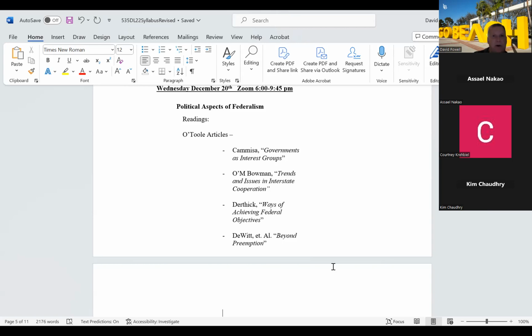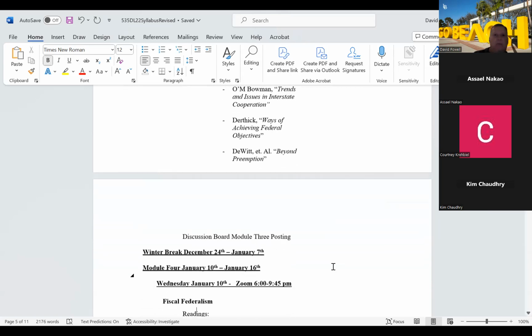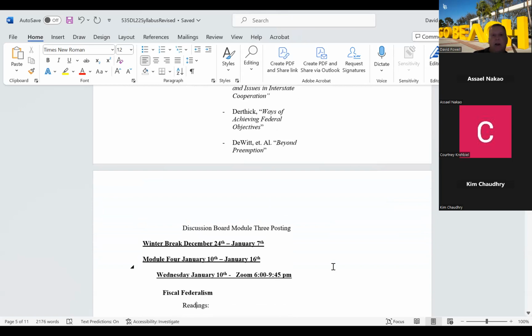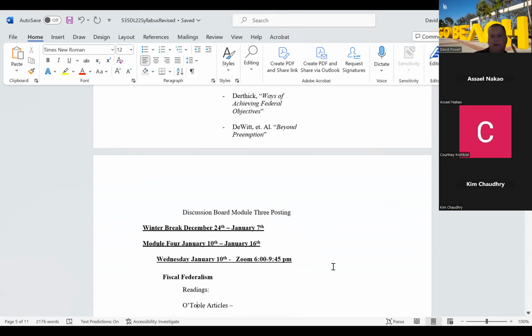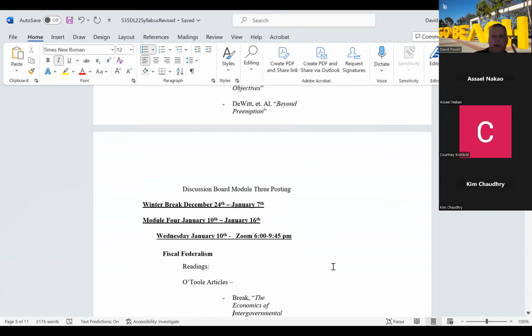Martha Derthick, again, another article by Martha, Ways of Achieving Federal Objectives, where she talks a lot about how the national government basically can grease the skids in terms of easy implementation of federal programs, and how it can kind of co-opt state governments into achieving national objectives, and some of the strategies the national government uses to do so. And the DeWitt Beyond Preemption article talks about some of the ways the federal government can influence state governments through mandates and preemption.